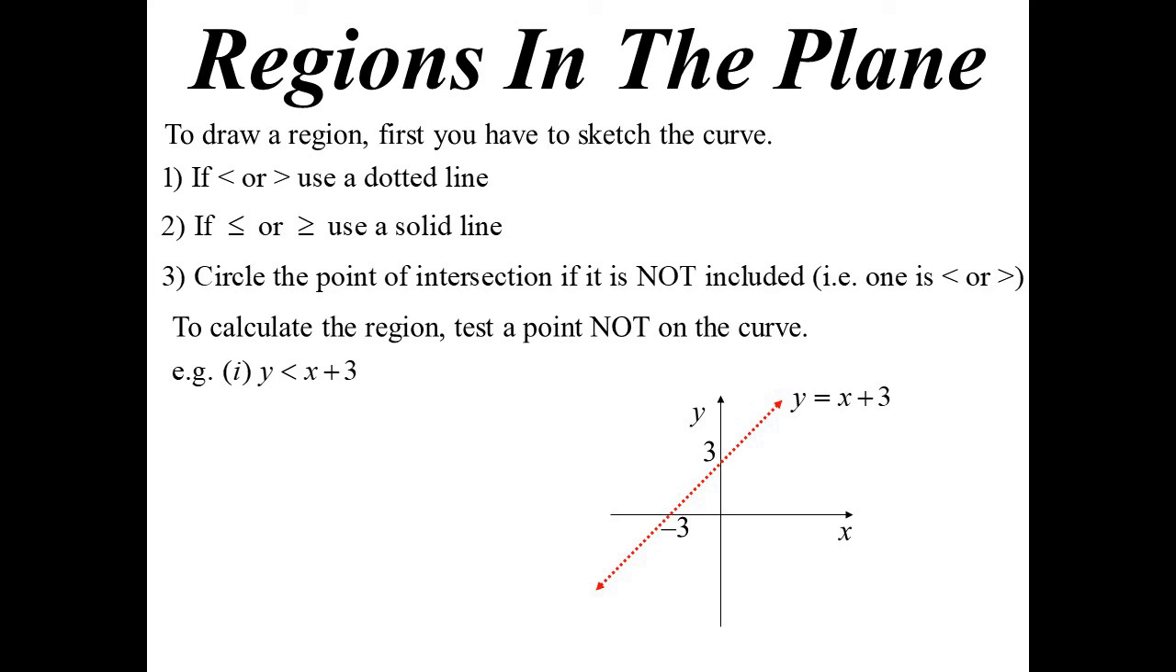Which side of the line are we? Well, I need to test a point. As I say, the origin's not on that line, so that's an easy one to substitute in. So let's test that. 0 is less than 3. Well, yes, it is. So therefore, we must include it in our solution. So our solution is on the right-hand side there.